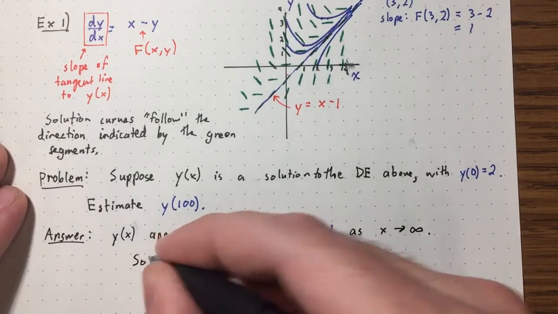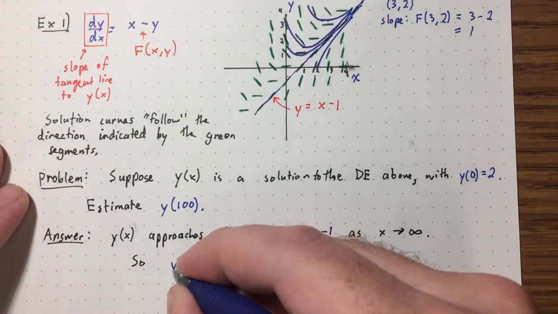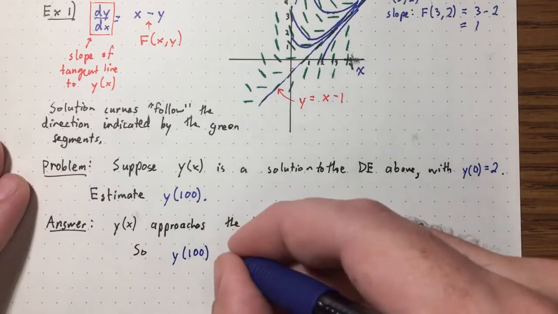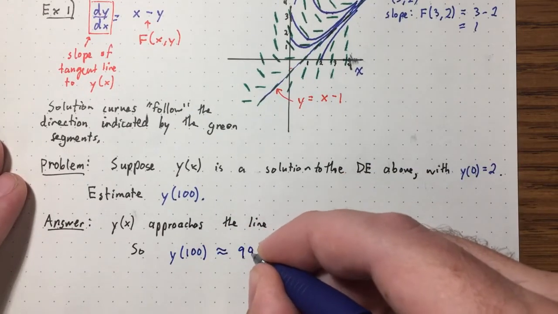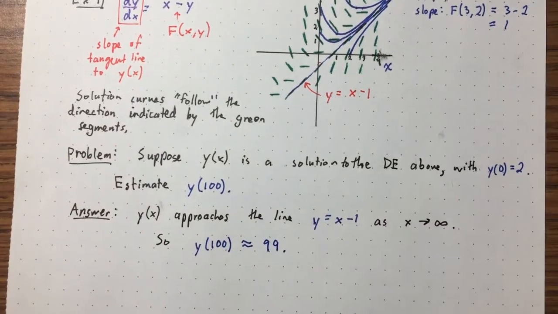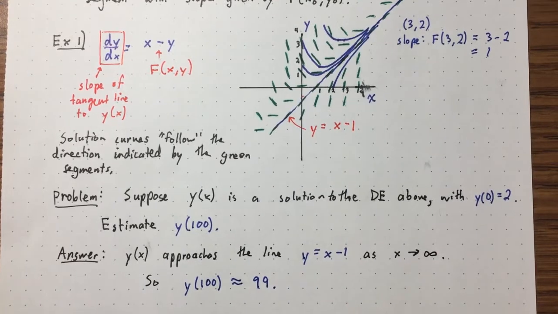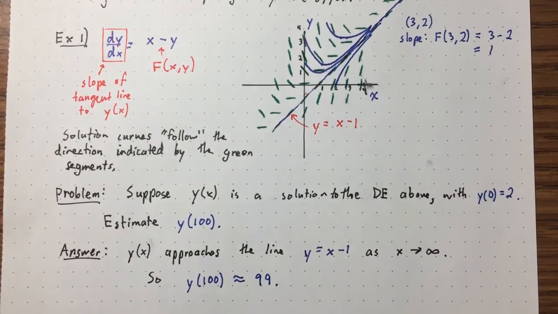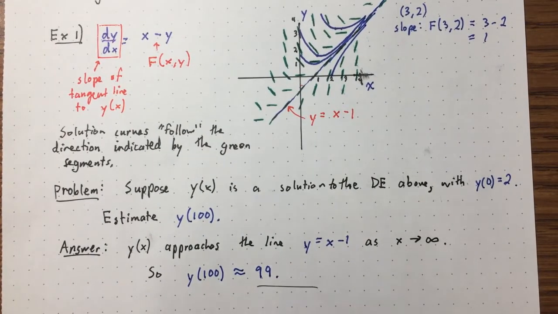So what does that mean? We can actually say what y of 100 is going to be without solving the differential equation analytically. y of 100 is approximately going to be equal to 100 minus 1, which is 99. We could do that just by looking at this visual representation of the differential equation. Great, this is a really cool idea. So let's do another example here.